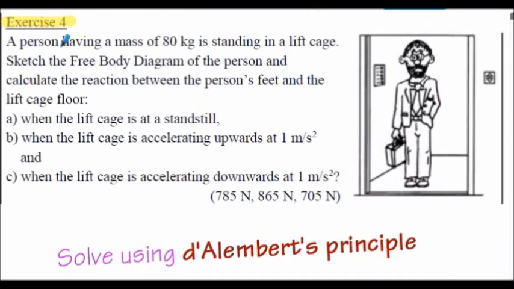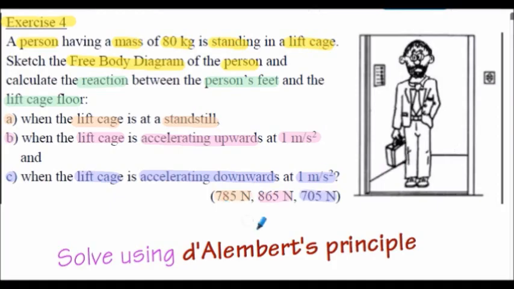Exercise 4, we have a person having a mass of 80 kilograms standing in a lift cage, as shown on the right here. We're asked to sketch the free body diagram of the person and calculate the reaction between the person's feet and the lift cage floor. We're given 3 loading scenarios here. Scenario A, when the lift cage is at standstill, so stationary. Scenario B, when the lift cage is accelerating upwards at 1 meter per second squared. And scenario C, when the lift cage is accelerating downwards at 1 meter per second squared. The answers are shown in the bracket.